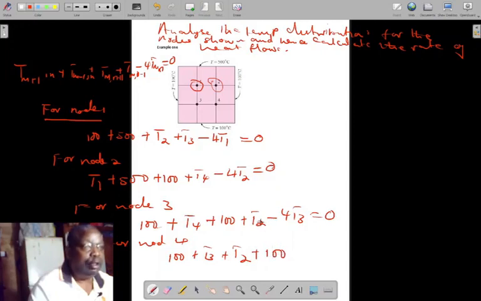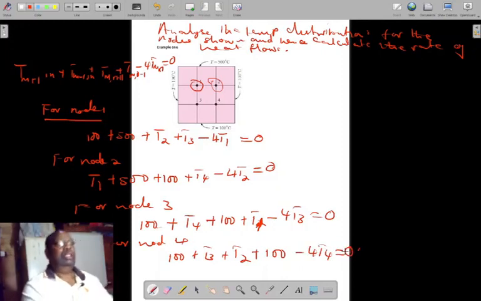This is not T2 but T1. This is T1. $100. Okay. And we are subtracting for T4, which is equal to 0.